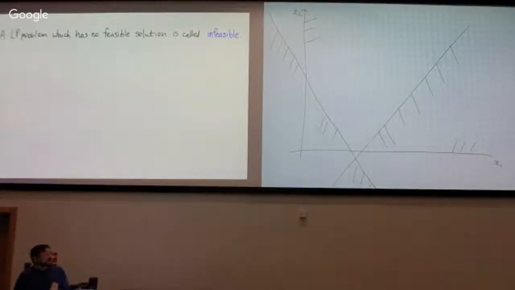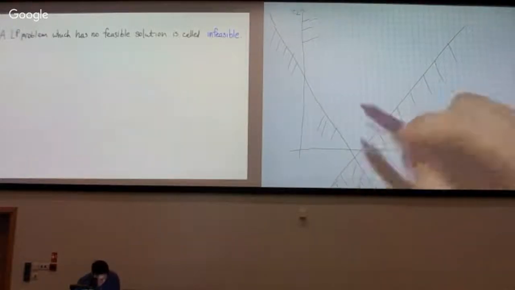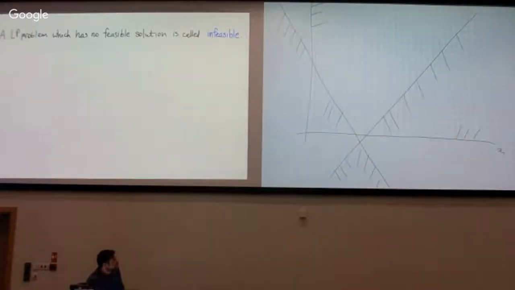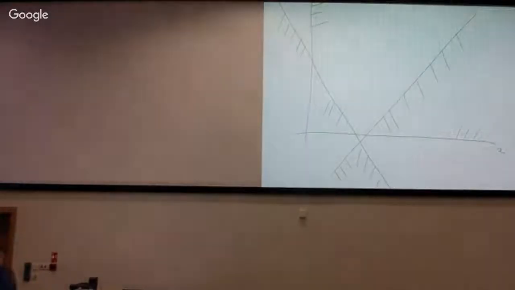Because the two constraints that I've put there, they only intersect for negative values of x2. And if you want x2 to be non-negative, then you can't get anything. So this is a situation which I had in the homework example. It looks a bit like this.